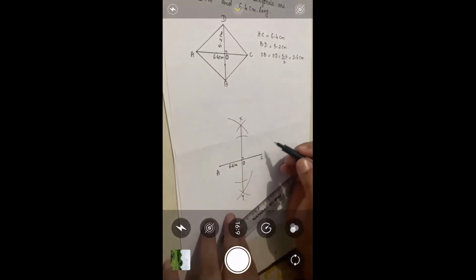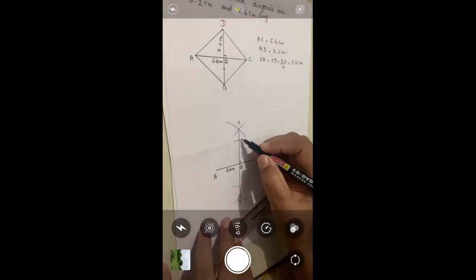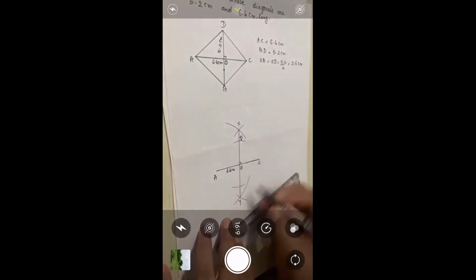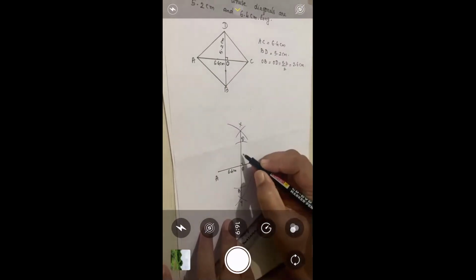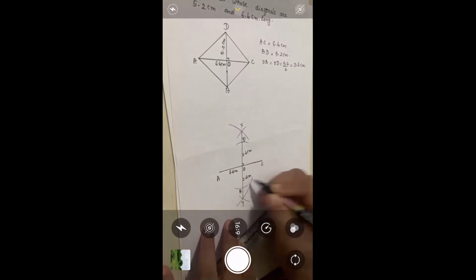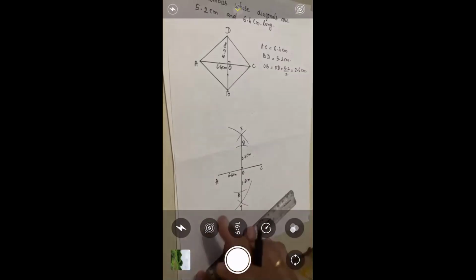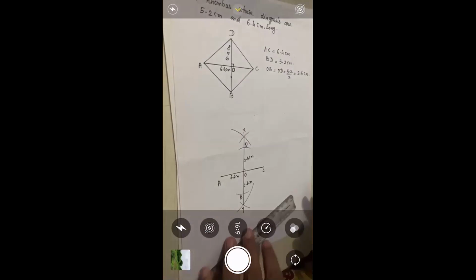So we have drawn arcs on the upper region and the lower region. Upper region cutting, what is the point here? A, then B, then C. Here it will be D. And the lower, here it will be B. So what is its length? 2.6 centimeter. It is also of length 2.6 centimeter. So we have got all the four vertices of the rhombus, A, B, C, D. Join all the four sides.